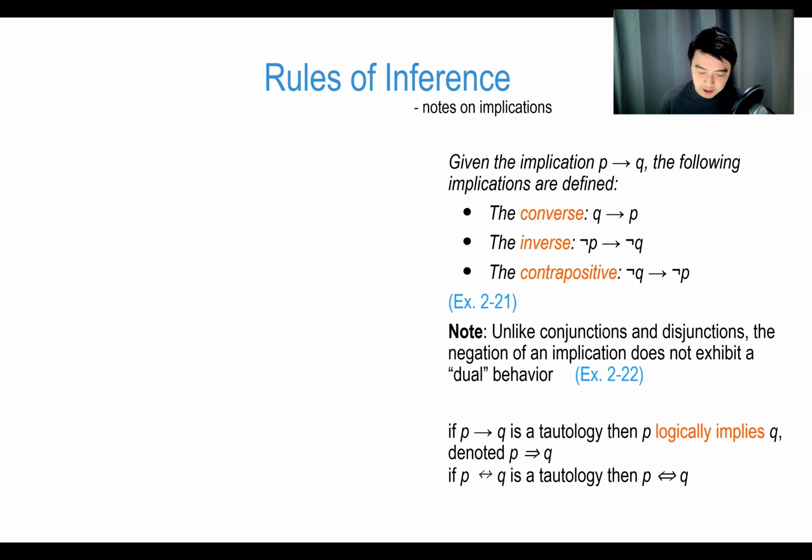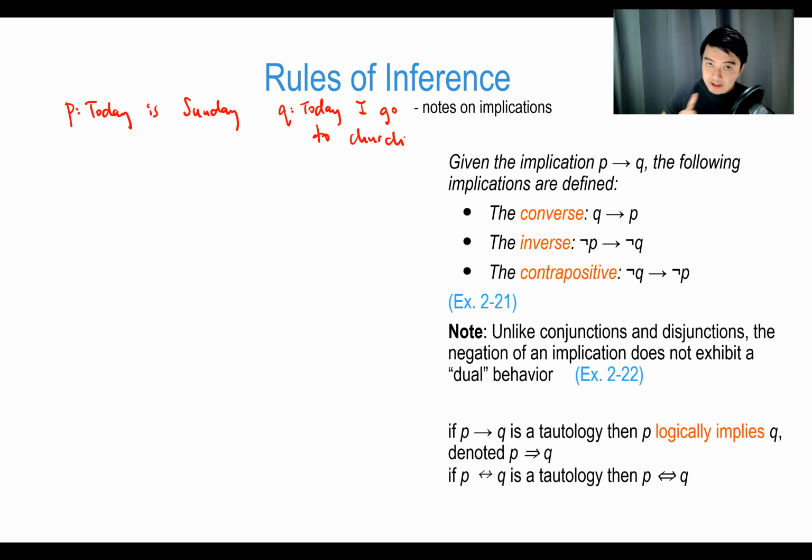All right, so we're going to start with our rules of inference now. Given an implication, P implies Q, there are other implications that can be defined as well. So let's give a very simple example here. Again, this is very similar to the example that I gave last time. So let's say P is the statement today is Sunday. Okay, so today is Sunday. And Q is the statement today I go to church.